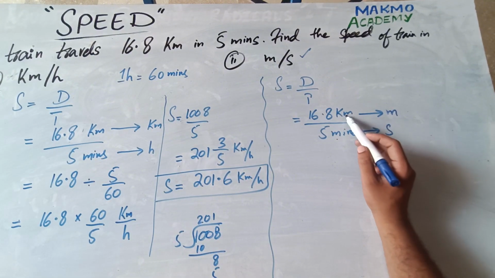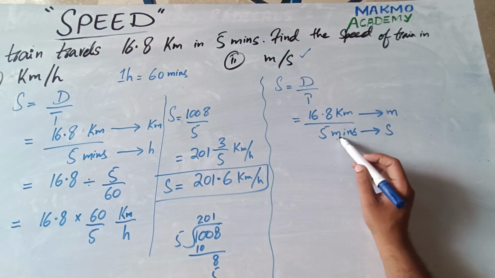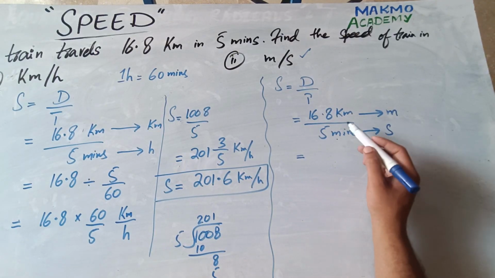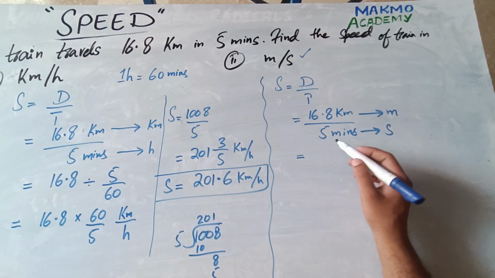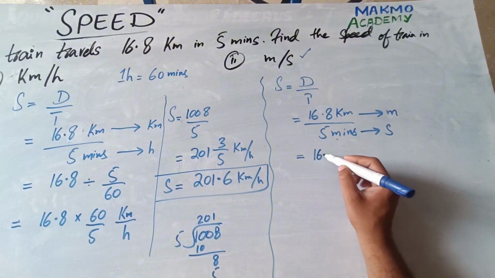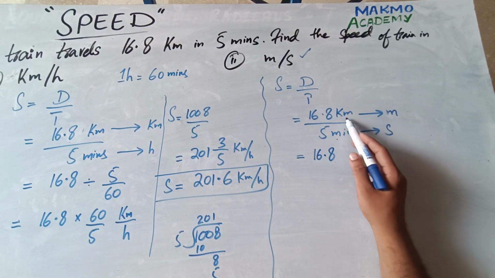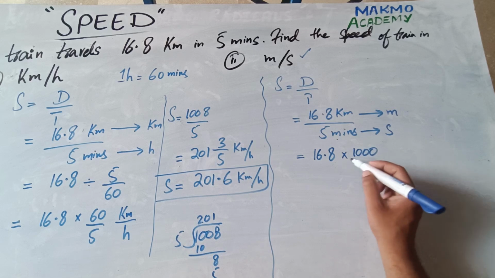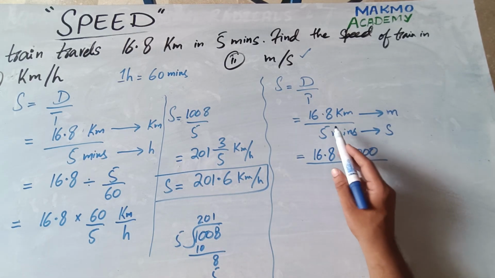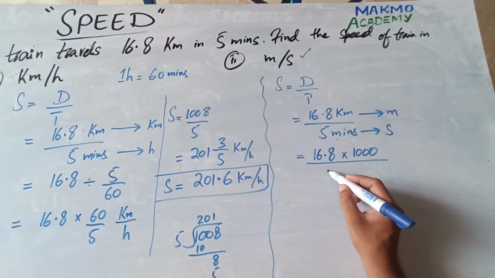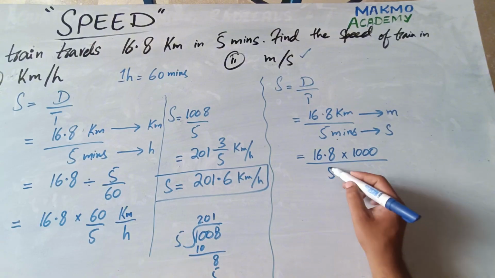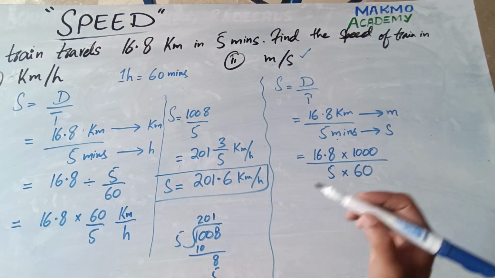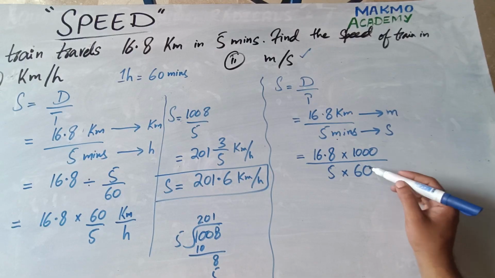So we need to go from kilometer to meter, and we need to go from minutes to seconds. So it means that when we are going from big to small, we will multiply by the conversion. In 1 kilometer there are 1000 meters, so we will multiply numerator by 1000. This divides and will remain as it is. 5 minutes to second, we are going from minutes to second. In each minute there are 60 seconds. So if we will simplify them, we will get the answer.